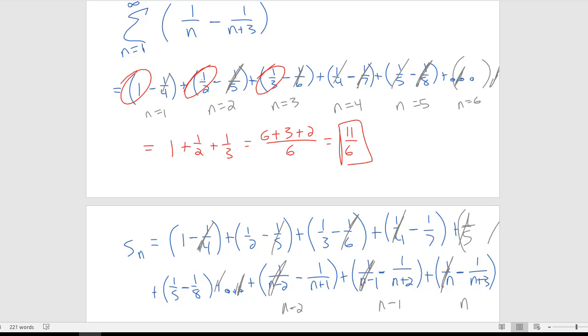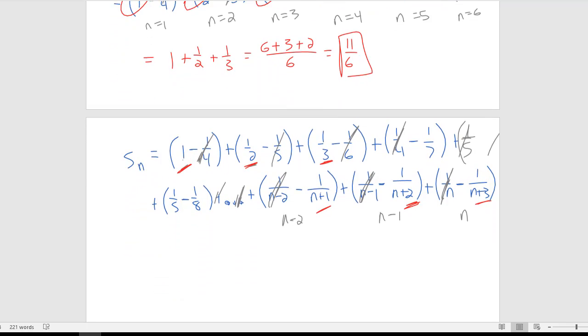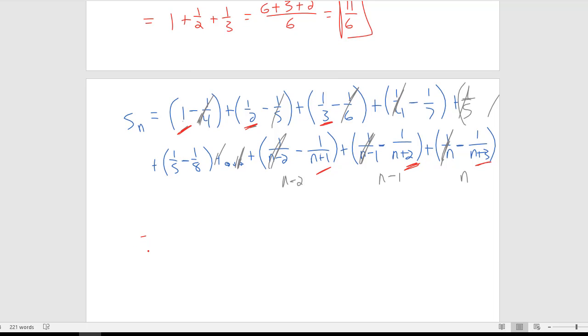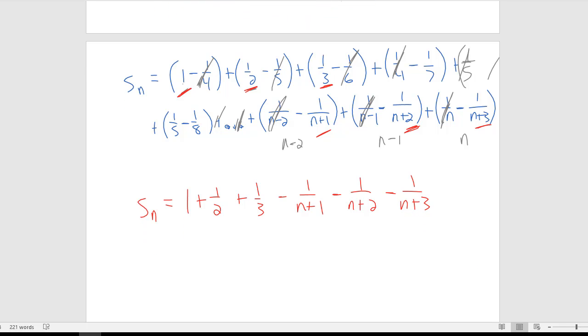Right? So what's going to happen is the first 3 numbers in our series, let me switch to red, that's what I've been using, 1, 1/2, and 1/3 survive, and negative 1 over n plus 1, negative 1 over n plus 2, and negative 1 over n plus 3 survive. So if I'm writing out the expression that represents the sum of the first n terms, what I have is that S sub n is 1 plus 1/2 plus 1/3 minus 1 over n plus 1 minus 1 over n plus 2 and minus 1 over n plus 3. So this is the formula, if you will, for the sum of the first n terms.